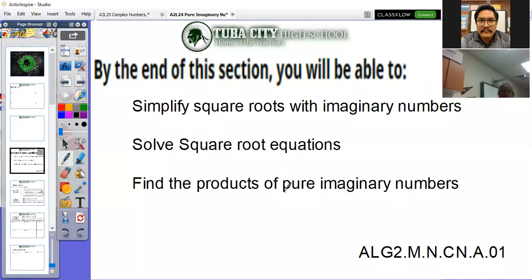So by the end of this lesson, you will be able to simplify square roots with imaginary numbers, solve square root equations with imaginary numbers, and find the product of pure imaginary numbers.